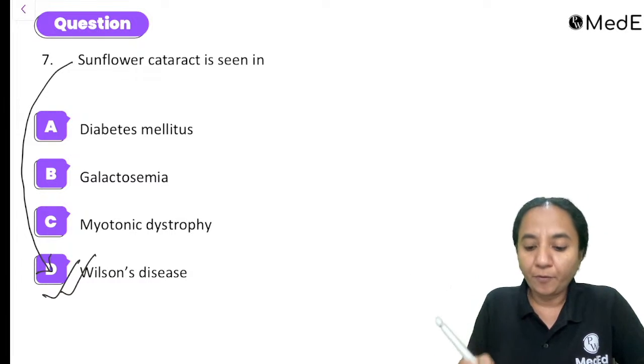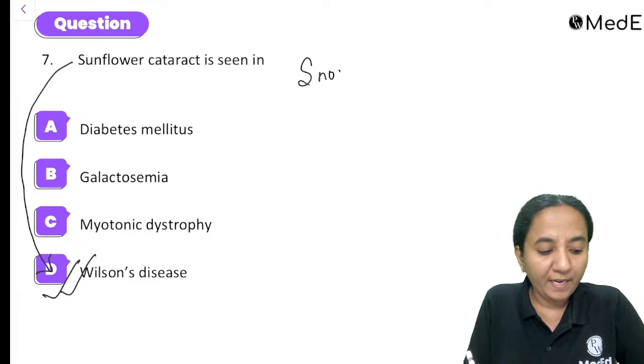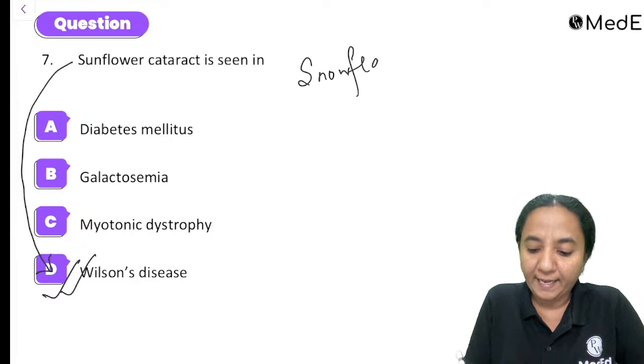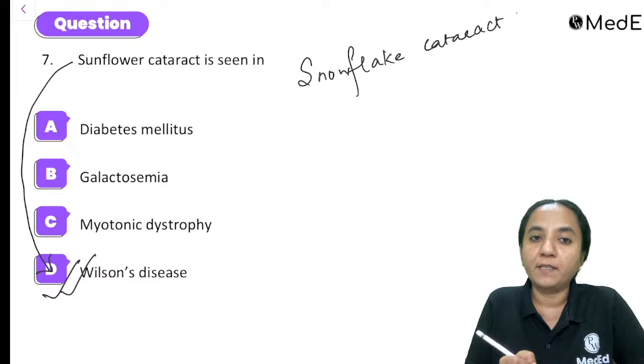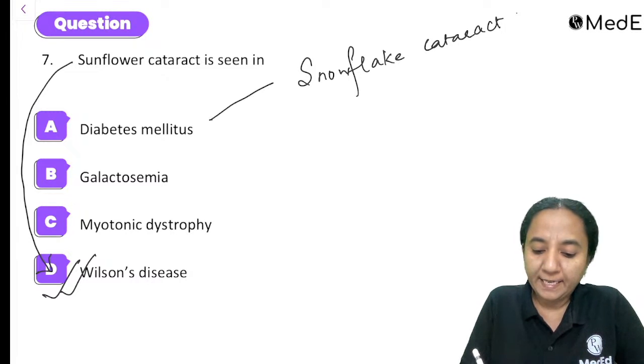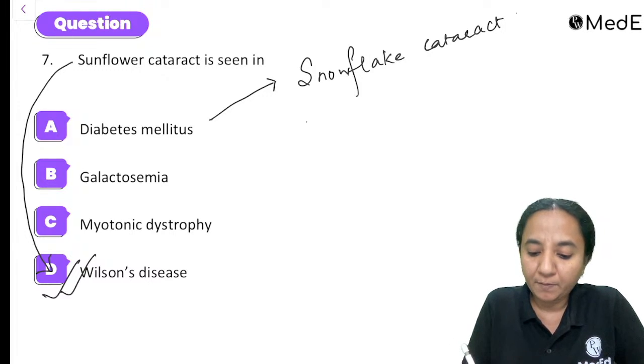Okay, let's discuss a few other one-liners here. If we are asked where do we get to see snowflake cataract, what will be our answer? Snowflake cataract. The same four options. Snowflake cataract is seen in diabetes mellitus. Snowflake cataract, diabetes mellitus.